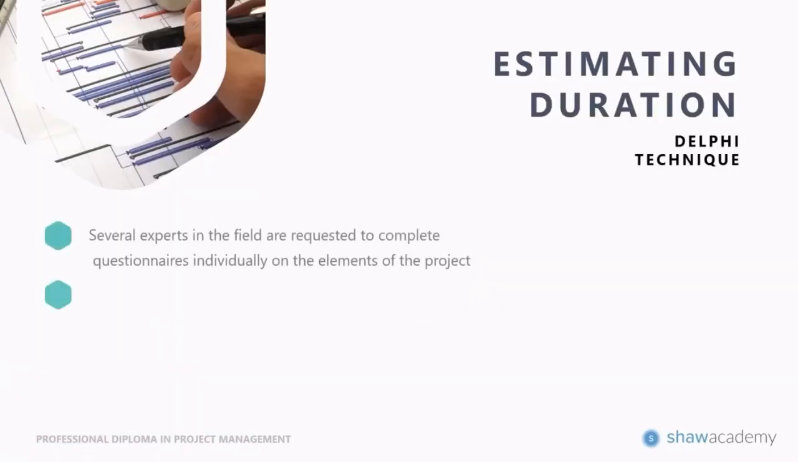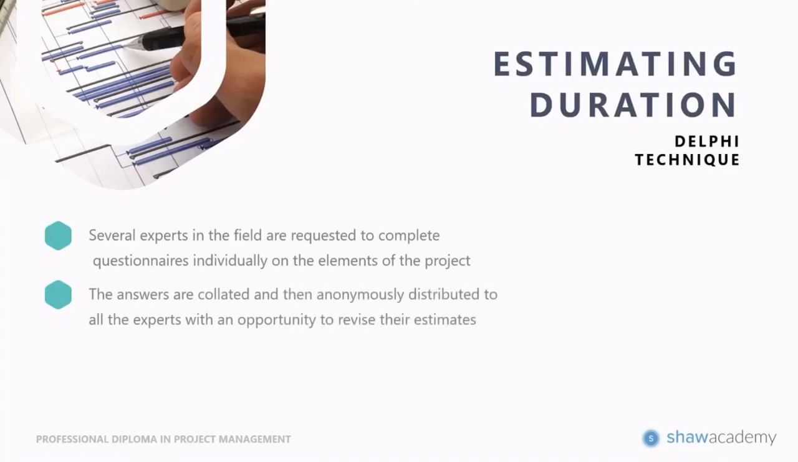Now this is quite an interesting one, and the basis around this is that you gather a bunch of different experts within your project and you ask them their opinion on how long something should take or how much it should cost. So in this scenario you could take how long it's going to take to plan your project and ask them to provide you with what they think the timeline should be.